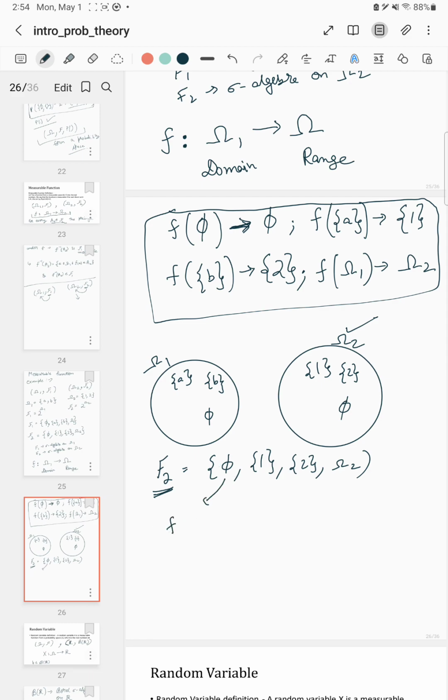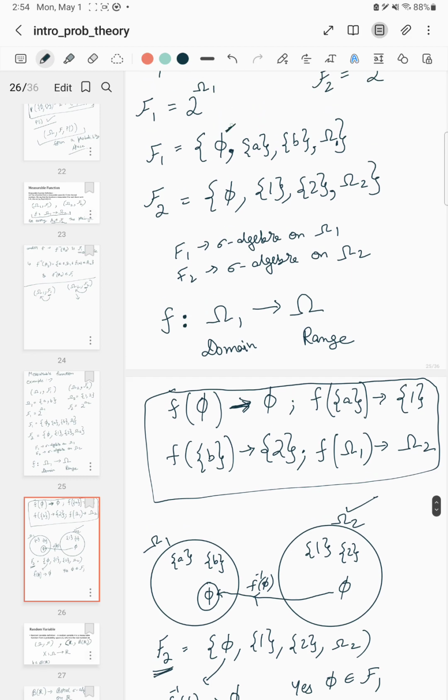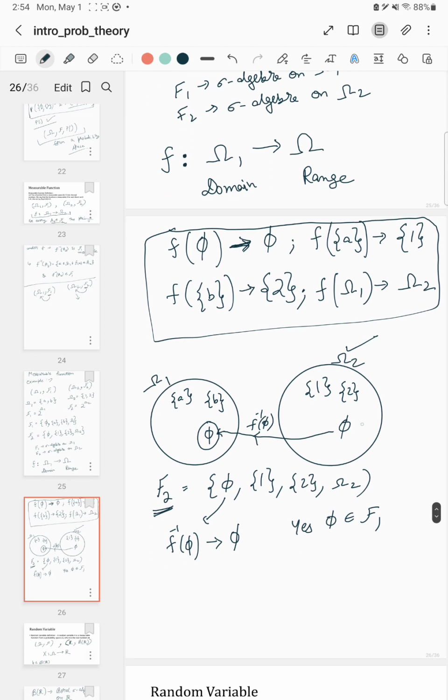So f inverse of phi is nothing but phi. So if you do the f inverse of the null set here, it would point to this. And is this a part of F1? Yes, phi belongs to F1. As we can see here, phi is present in the F1. So yes, the pre-image for this exists. Okay, now let's see if the pre-image for this set exists or not.